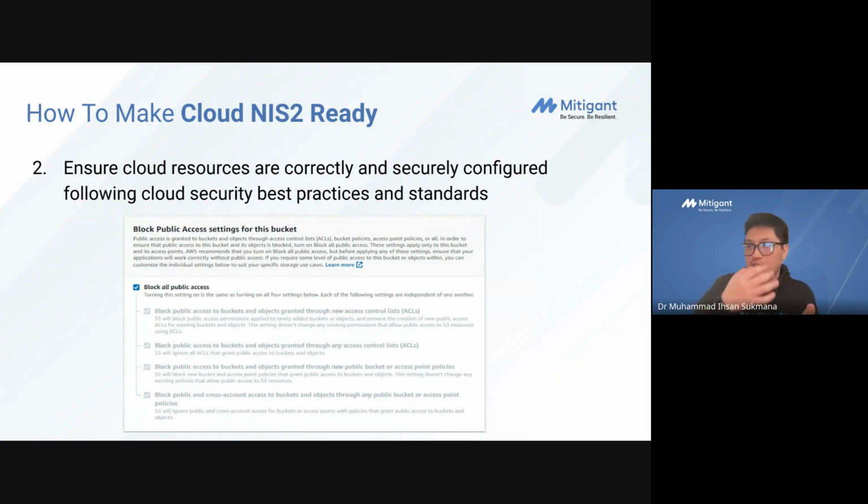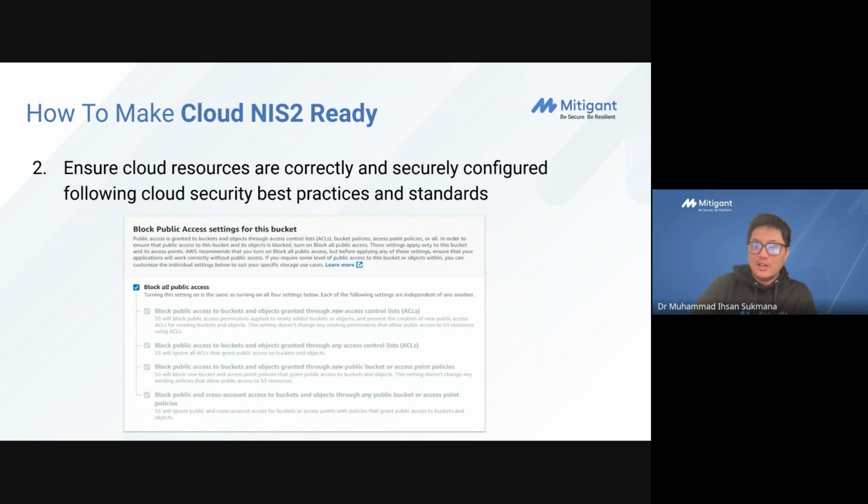Obviously, there are many best practices already, or some guidance provided by the cloud provider, from AWS for example, that can help you make sure your resources are correctly configured. For example, like this one, the screenshot in here. So this is actually not very new, I would say, within AWS.